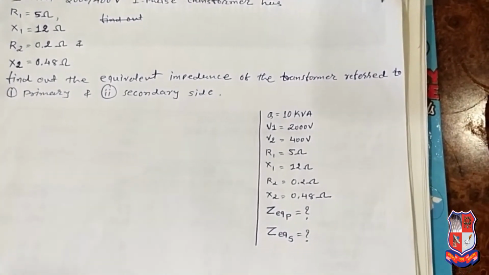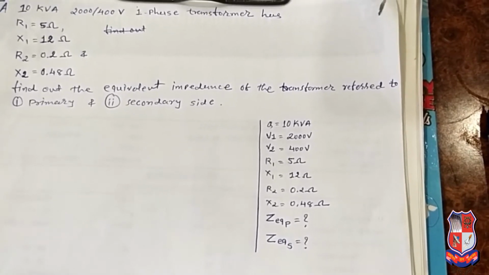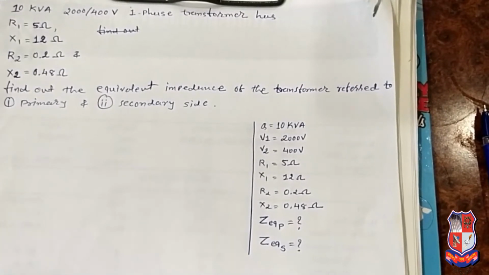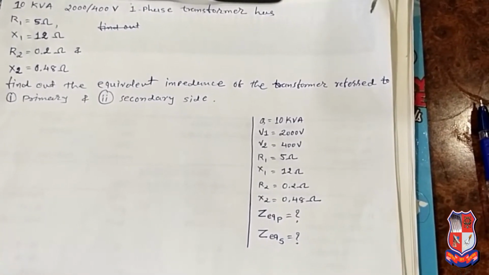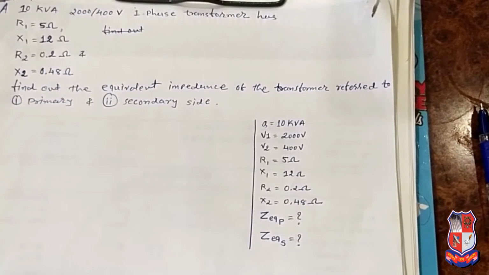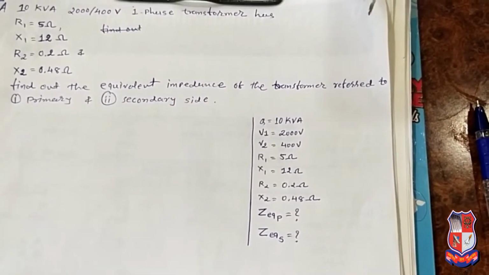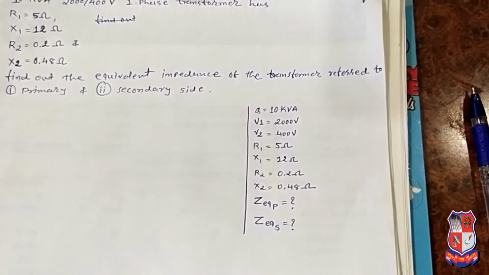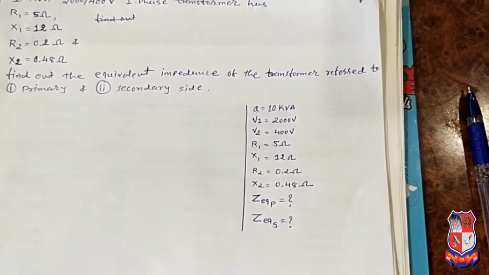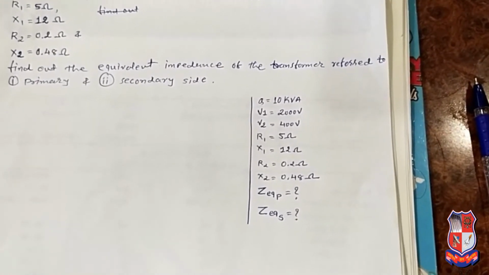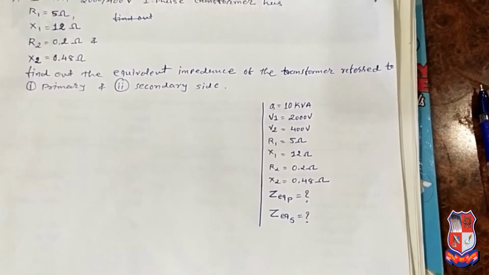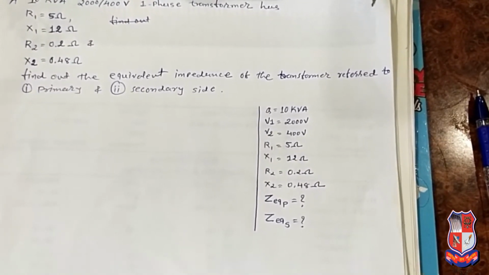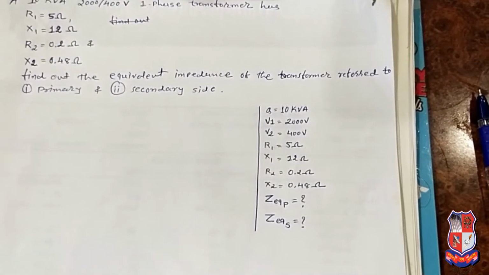Here the power of transformer Q is equal to 10 kVA, primary voltage V1 is equal to 2000 volt, secondary voltage 400 volt, primary resistance, primary reactance, secondary resistance, secondary reactance, and equivalent impedance of primary and equivalent impedance of secondary.